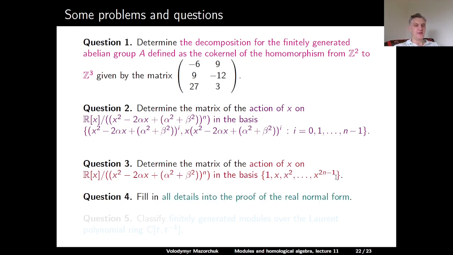Question 4. Fill in all the details into the proof of the real normal form. And question 5. Classify finitely generated modules over the Laurent polynomial ring C[t, t inverse].